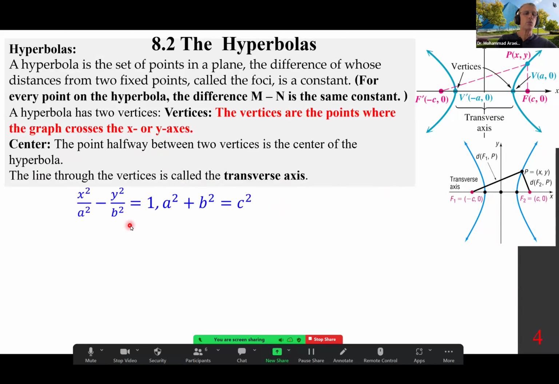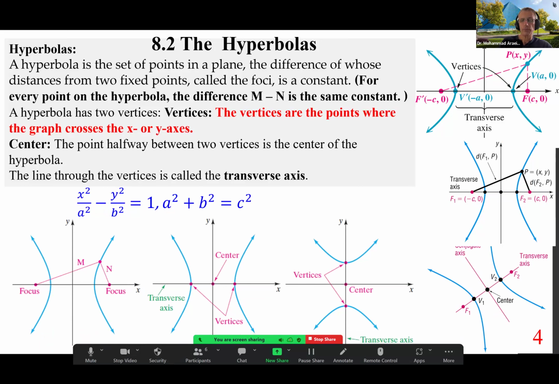X squared over a squared minus y squared over b squared equals 1. It's similar to the equation of an ellipse, but we have a negative here. And in this case, c, this distance, is larger than a, which is this distance, and b, which is this distance, and therefore it will always be a squared plus b squared equals c squared, whether it opens sideways or up and down. So as we look at this, the line is called the transverse axis. This is called the conjugate axis.